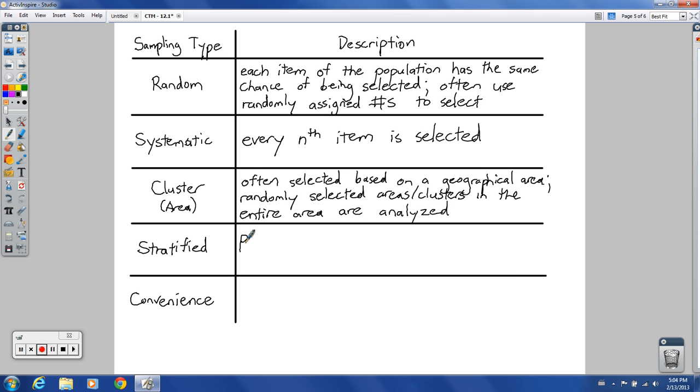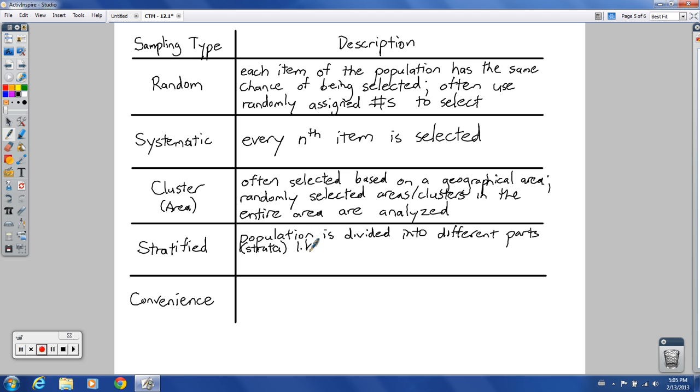Stratified. What's a stratified sample? This is where the population is divided into different parts. And here's where the stratified word comes in. Sometimes we refer to those parts as strata. That's a fancy way to say different parts. So strata, different parts, different strata.